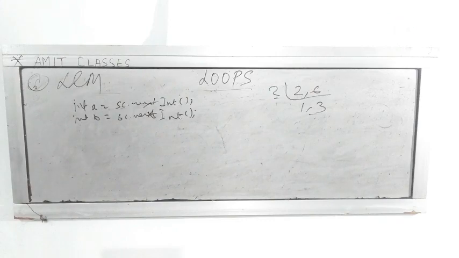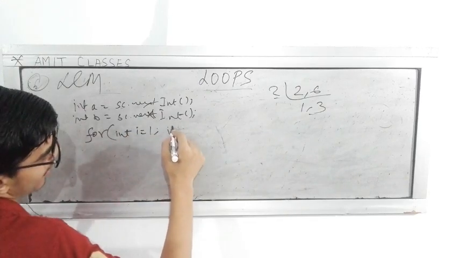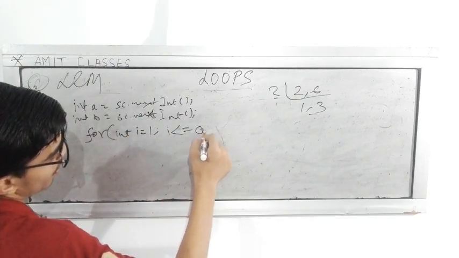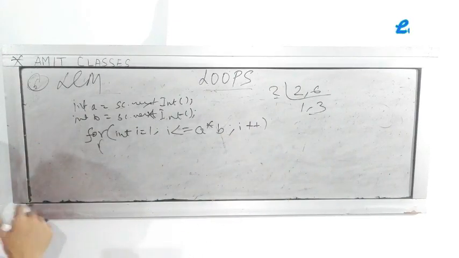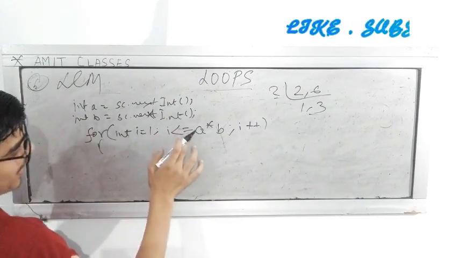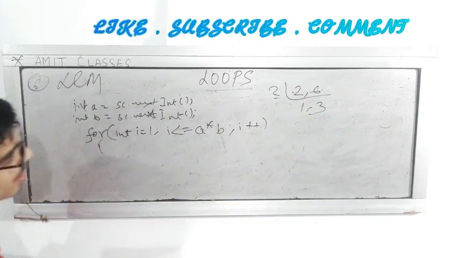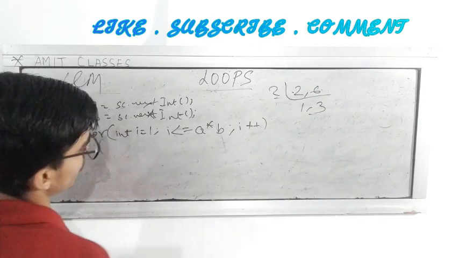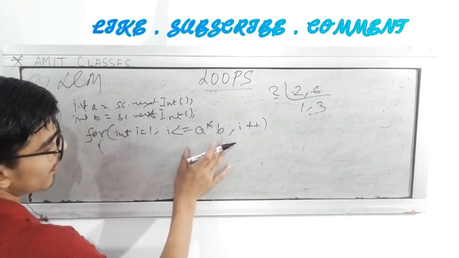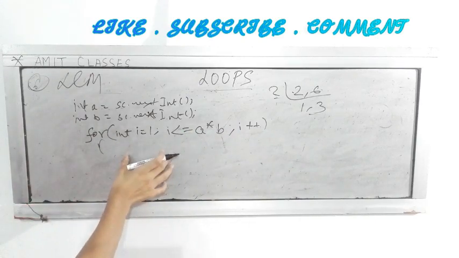Now we have to find it: for int I is equal to 1, I is less than or equal to A into B, I plus plus. Here, for 2 and 6, A into B is 12. So now we have started a loop.